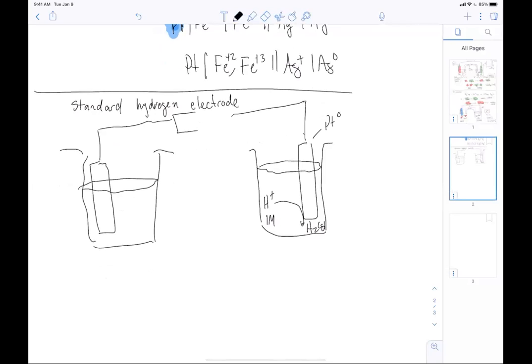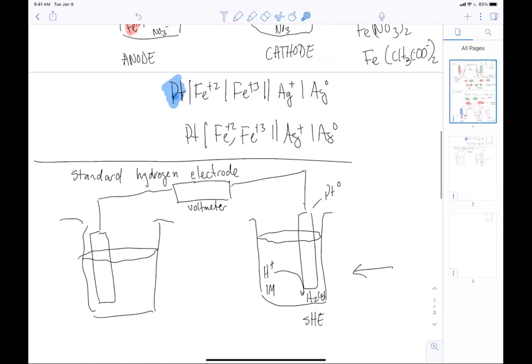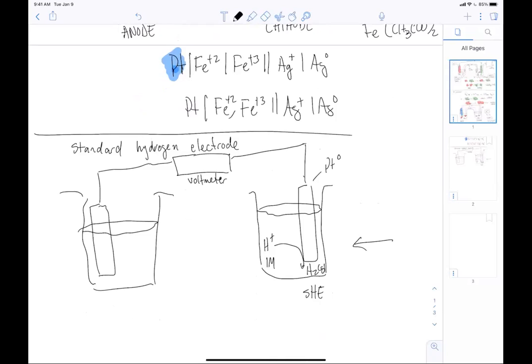So the idea here is, what you can do is put a voltmeter across here, and I always use this standard hydrogen electrode over here, and I can take the anode over here and just change it out. So I could put in silver or lithium or any variety of metals as the anode, and I can measure the voltage across the anode and the cathode.